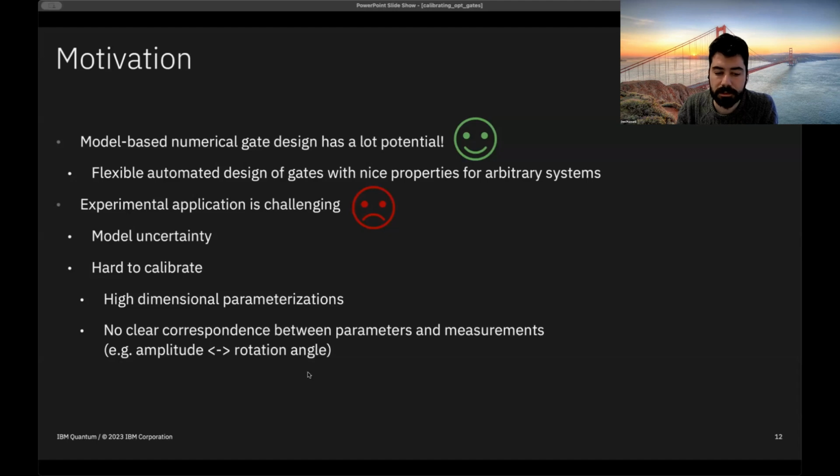Part of this is that there's no clear correspondence between parameters and, say, experimental data. Like with DRAG, for example, simple Gaussian pulses or DRAG pulses, there's going to be a simple correspondence between the overall amplitude and the rotation angle. But in general, this isn't going to be true. If you have some arbitrary parameterization, there's not necessarily a clear link between these things.